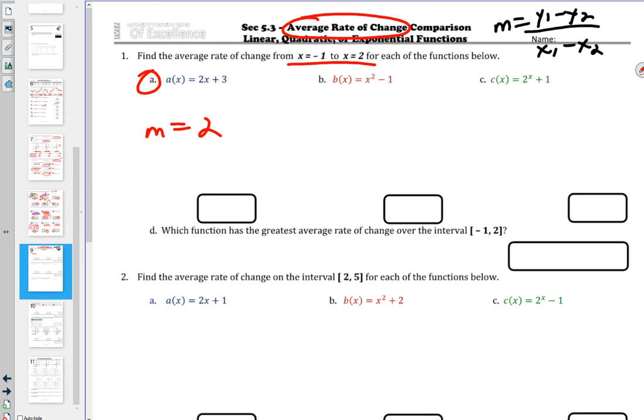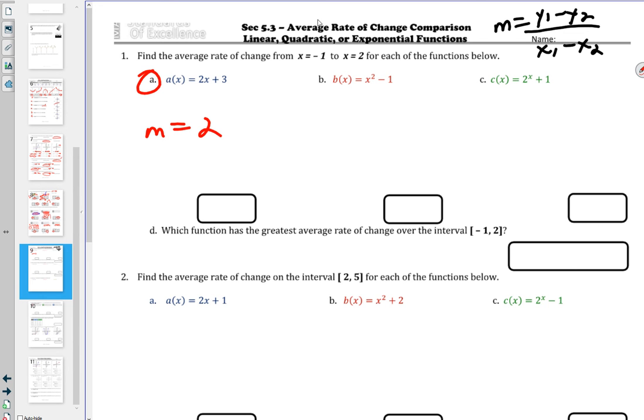For the other functions, though, we are going to have to substitute. They want to know what's the average rate of change from negative 1 to 2. So we know that these are our two x's. So we just said x1 and x2. It doesn't matter which one you want to call 1 and 2. Those are the two x's. I have to find the y's that go with it. So I'm going to have to plug in the y.